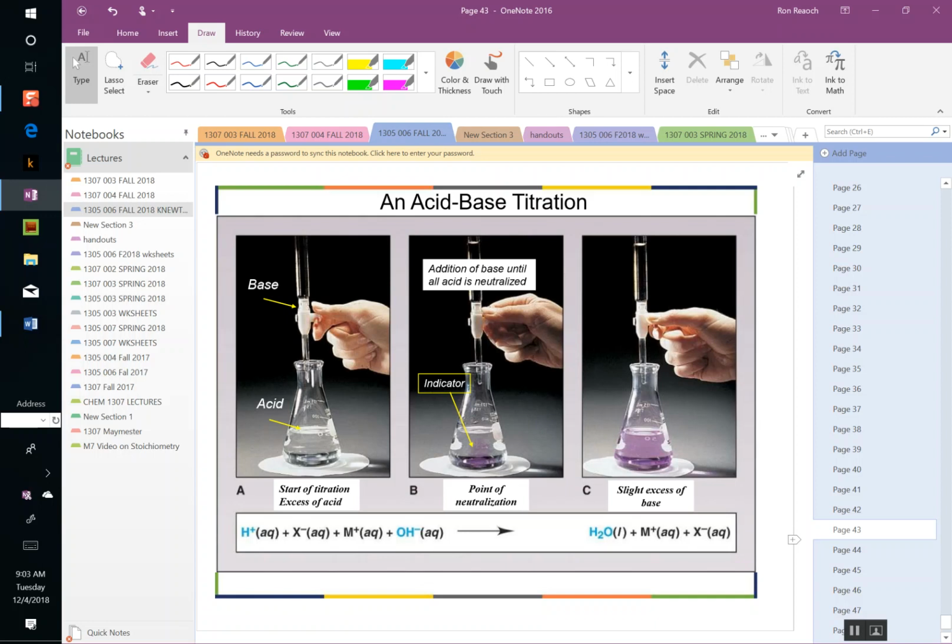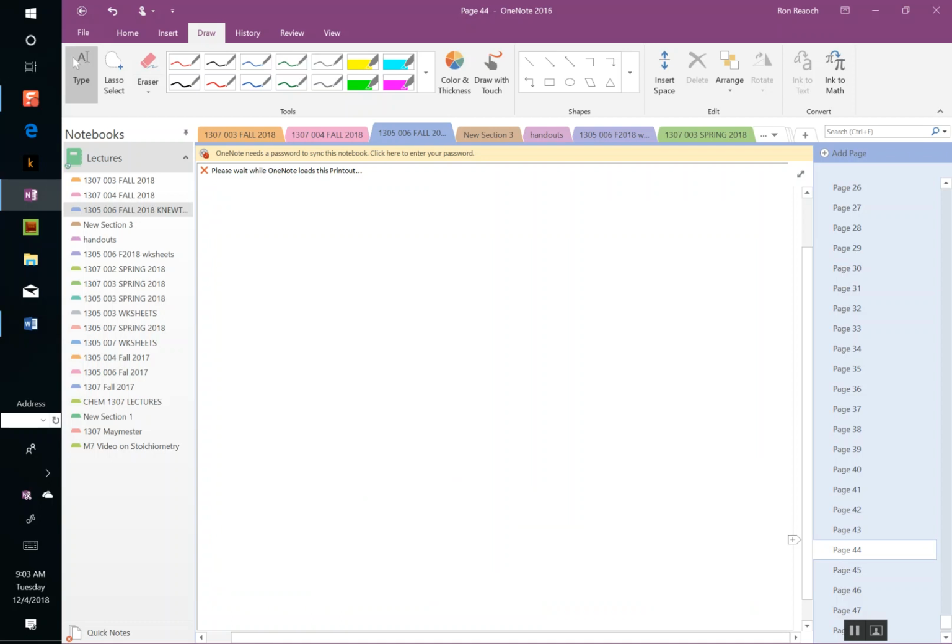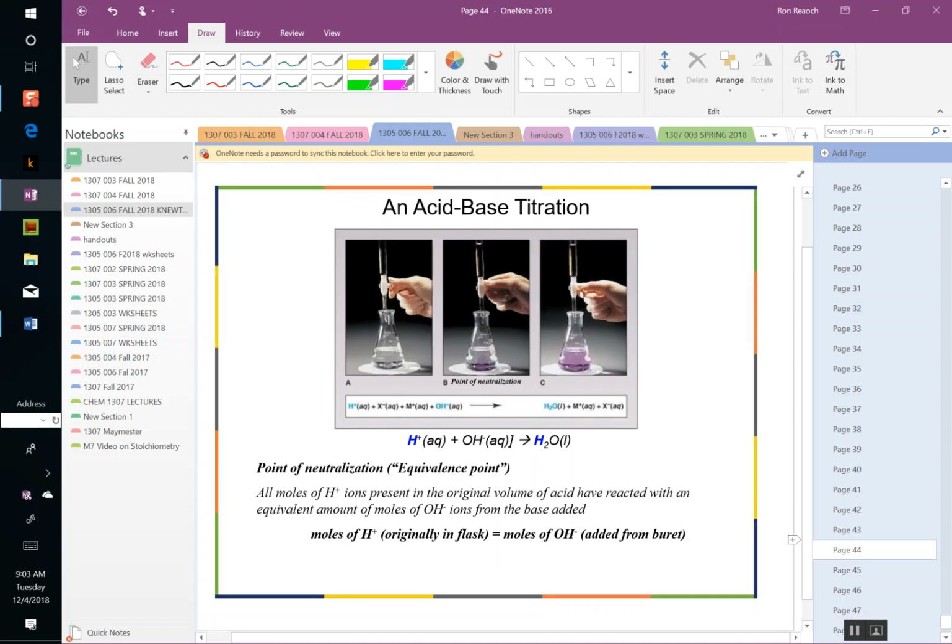You don't add any more base, and that's when you read your burette. You read your burette here to figure out how much sodium hydroxide. You need to know what the burette reading was to begin with. Usually start at 0, and if it reads 27.8 milliliters, that's how much volume of base it took to neutralize that volume of acid. So let's see if we have a problem in here.